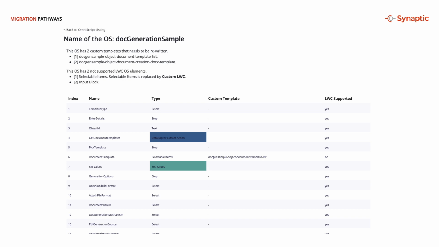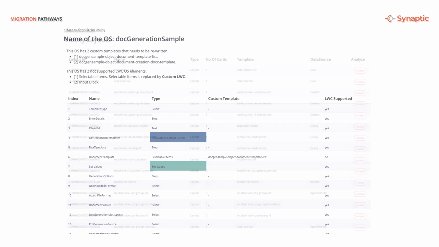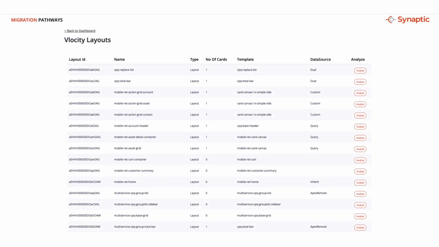Next, let's look at an even more challenging problem and see where our AI capabilities really shine. The most challenging task, migrating layouts and cards, is made nearly effortless with our tool. Layouts and cards were used heavily in Vlocity, but they have been phased out in favor of flex cards. That means there is no automatic conversion mechanism without the Synaptic migration tool.